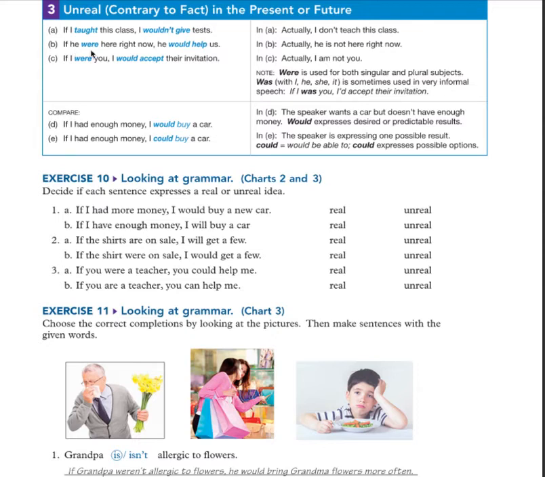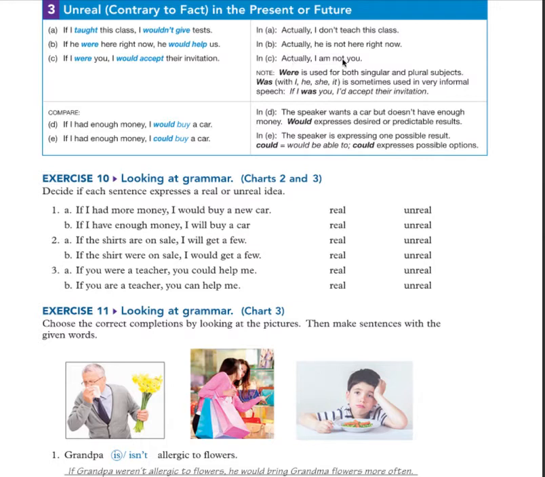Look at B. If he were here right now, he would help us. Were is the verb be in the simple past. And then in the result clause, would and the simple form of the verb, would help. Actually, he is not here right now. In C, if I were you, I would accept their invitation. Were is the simple past of the verb be. Would accept, would, and the simple form of the verb in the result clause.